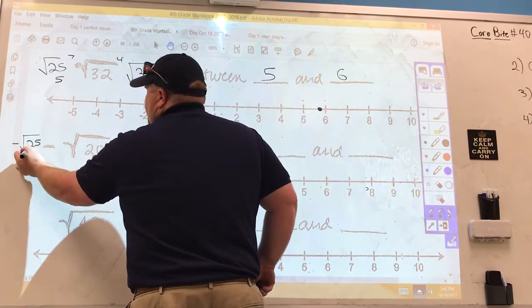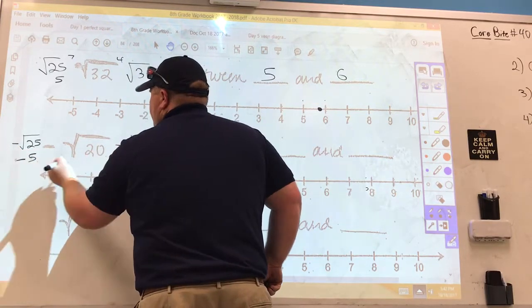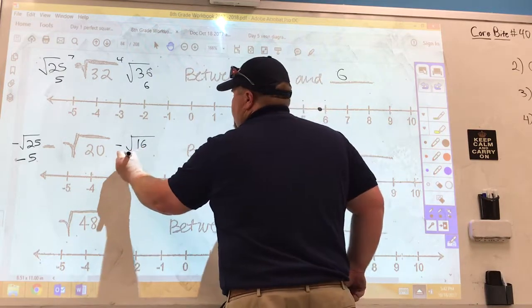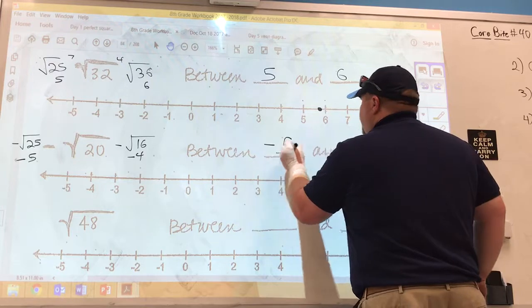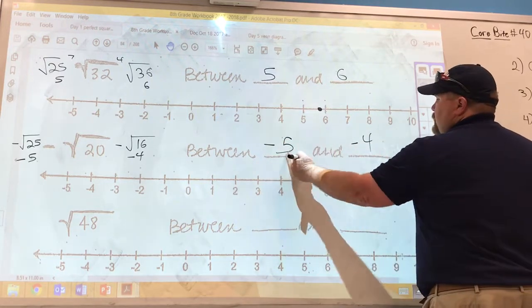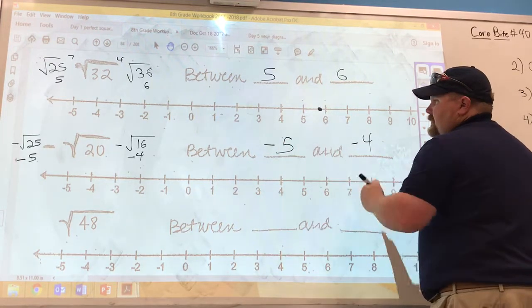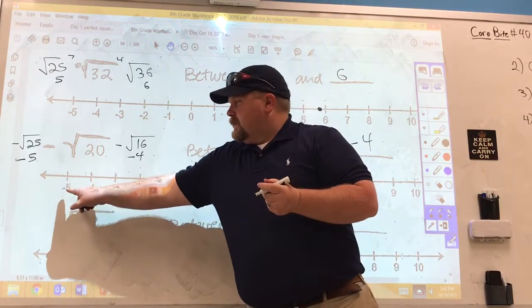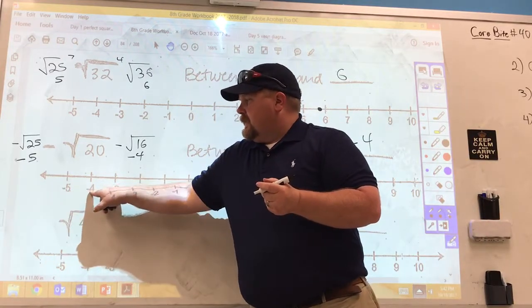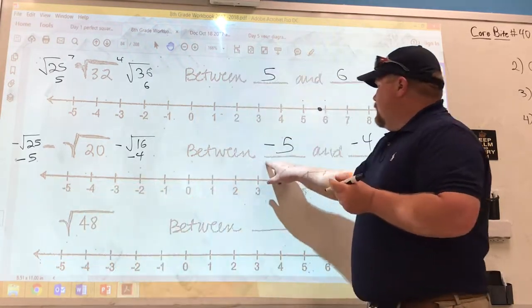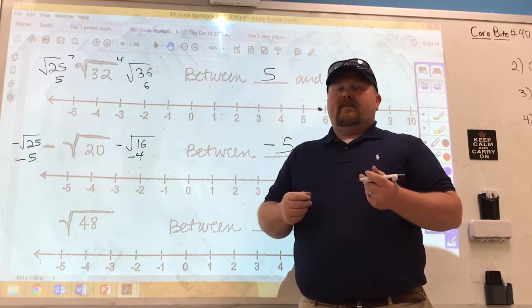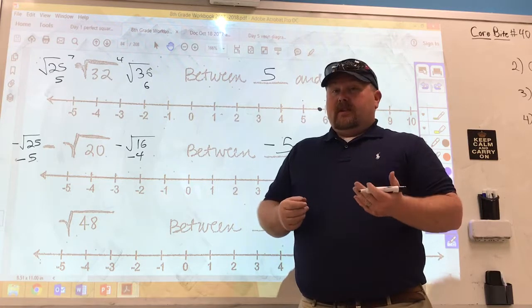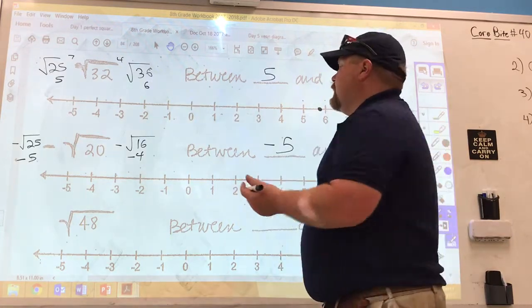The negative square root of 25 is negative 5, and the negative square root of 16 is negative 4. So we know that it's in between negative 5 and negative 4. Now this seems backwards, but because they're negatives, this is the correct way for a number line. As you can see, negative 5 is to the left of negative 4, so that's the correct order. It matches the order. If you were to get these reversed, you would still get the same final answer. You would still get it right, and you would still get credit for it.